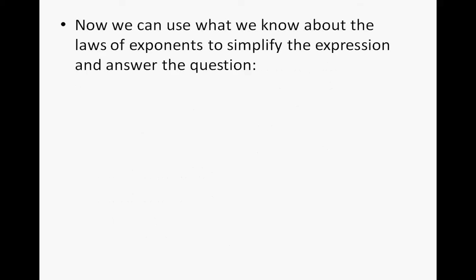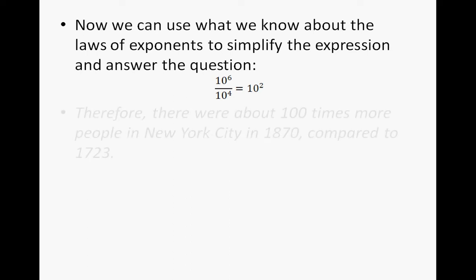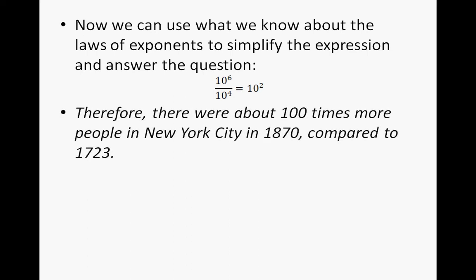Now we can use what we know about the laws of exponents to simplify the expression and answer the question. When we simplify, we get 10 to the second power, because using our laws of exponents, we can subtract the exponents. So 6 minus 4 is 2. So therefore, there are about 100 times more people in New York City in 1870 compared to 1723, because obviously 10 squared is 100.